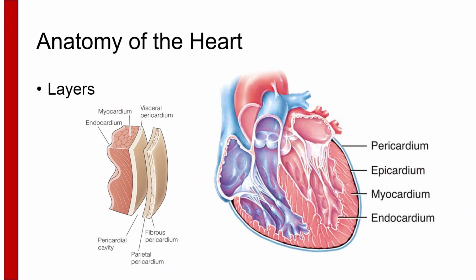Next, we look at the layers of the heart. Using your medical terminology prefixes, we can easily figure out which layer it's referring to. Endocardium is the most inner lining of the heart. Then we have myocardium, myo meaning muscle, so this is the actual muscle of the heart. Epicardium is the outside layer of the heart. And then we have pericardium, which is like a really thin sac that the heart sits in.